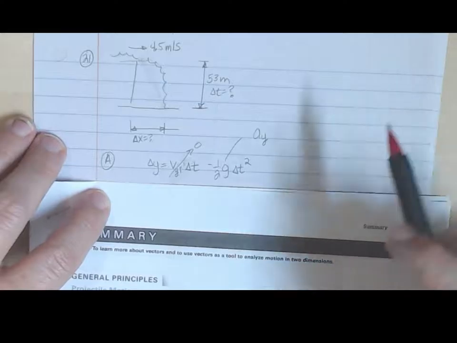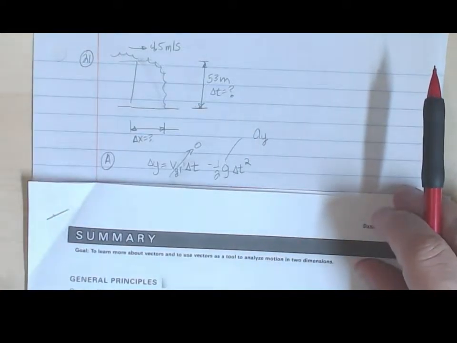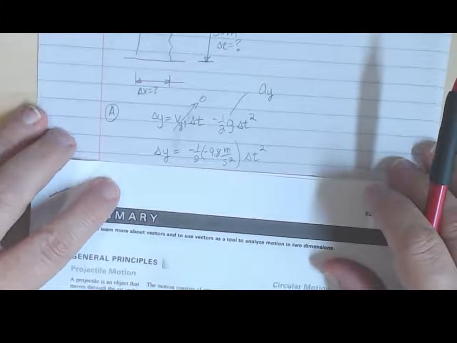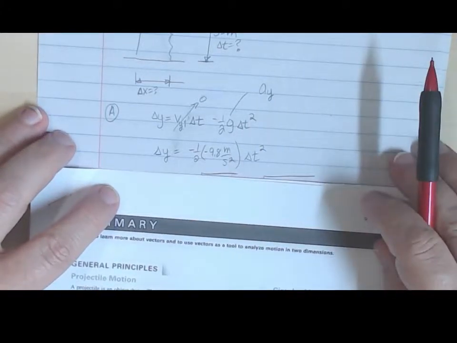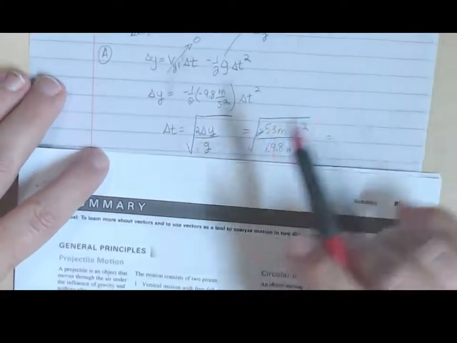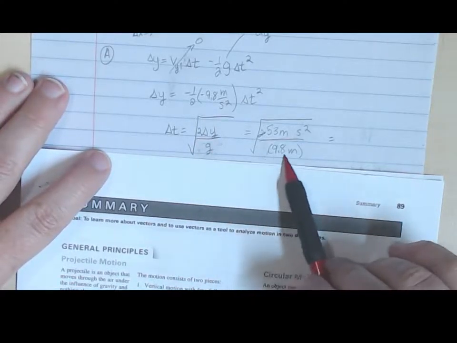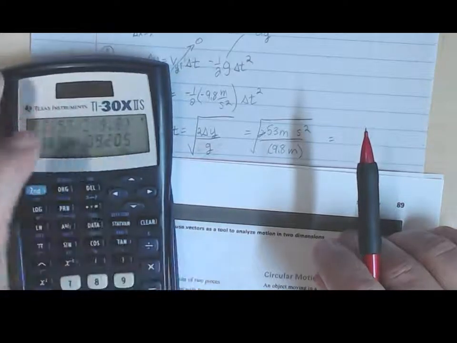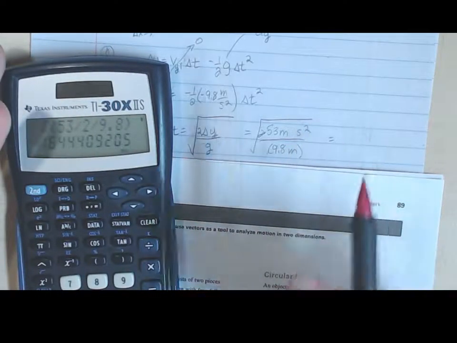Alright, so what's my change going to be? First I'm going to rearrange and solve for t. I actually substituted in first, and then I realized I should have rearranged. So then I rearranged and substituted in my values. And what do I get? I actually didn't do it on the calculator, so let's try that.